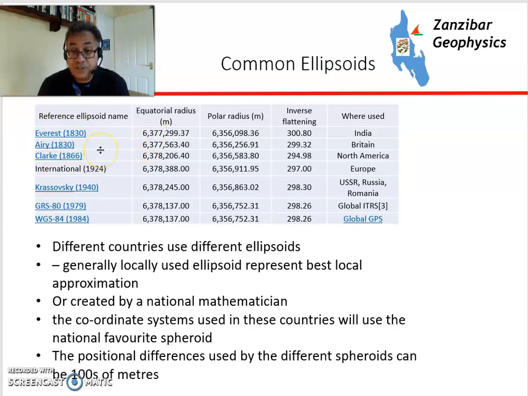The Airy spheroid of 1830, used in Britain, is what the Greenwich meridian was originally defined in. The Clarke spheroid is used in North America, and a lot of American companies use it around the world. It's a very good approximation for North America, but less so elsewhere.